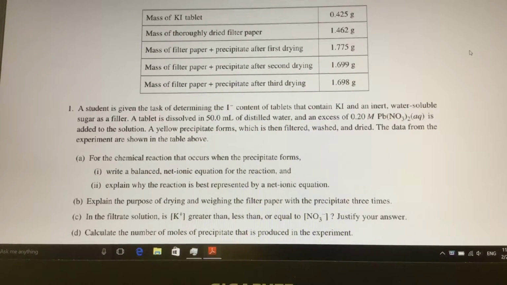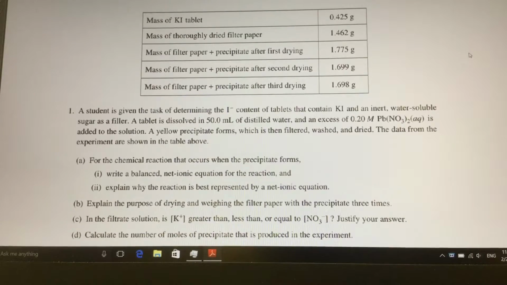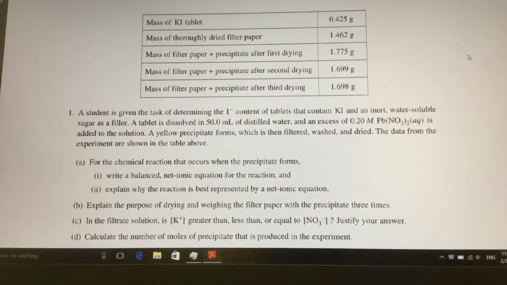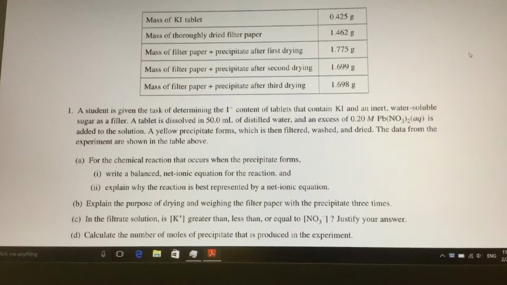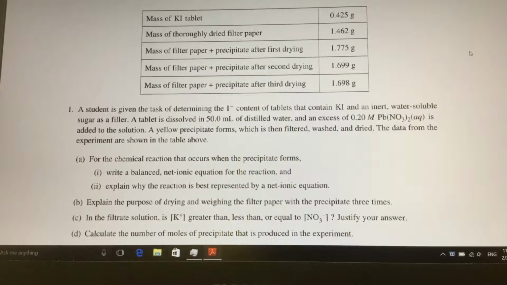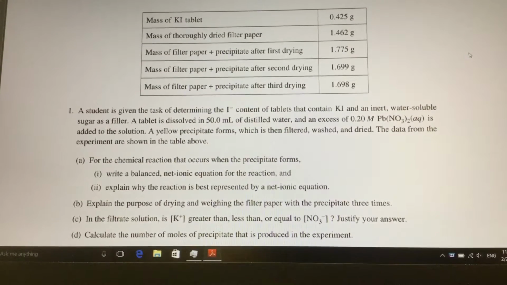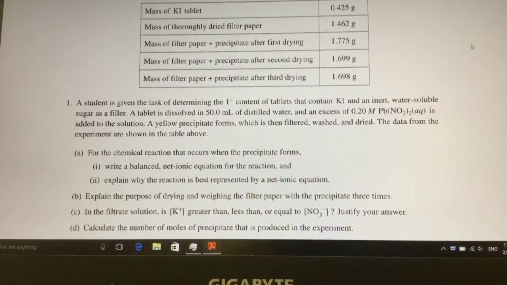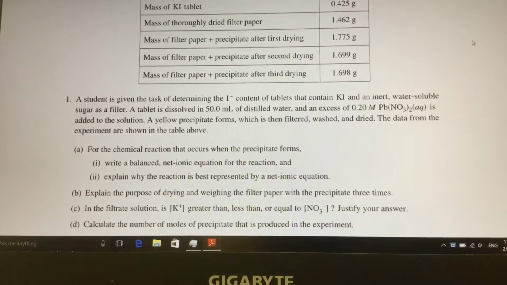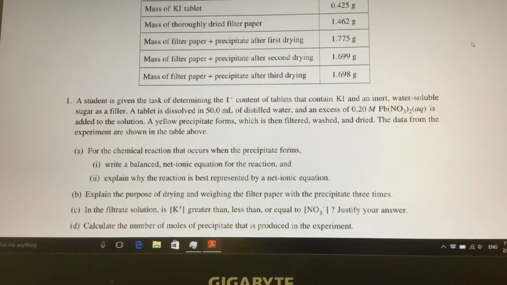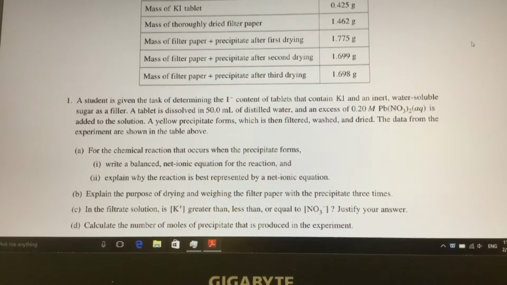So today we're going to look at several AP Chem questions, and the FRQ here is selected from the AP Chem Test 2014, question number 1. As we see, the question says that we have a reaction of potassium iodide and lead nitrate. Question A says, for the chemical reaction that occurs when the precipitate forms, write a balanced net ionic equation for the reaction.